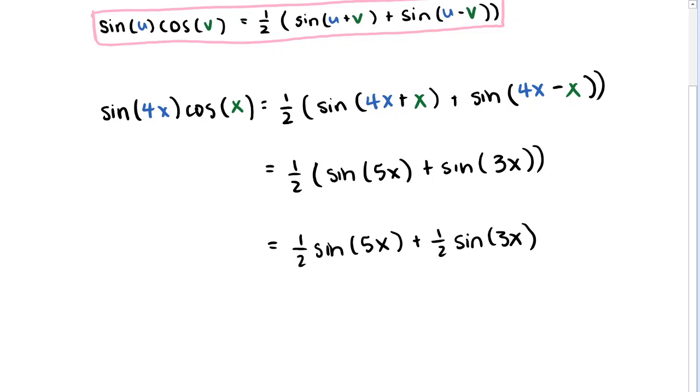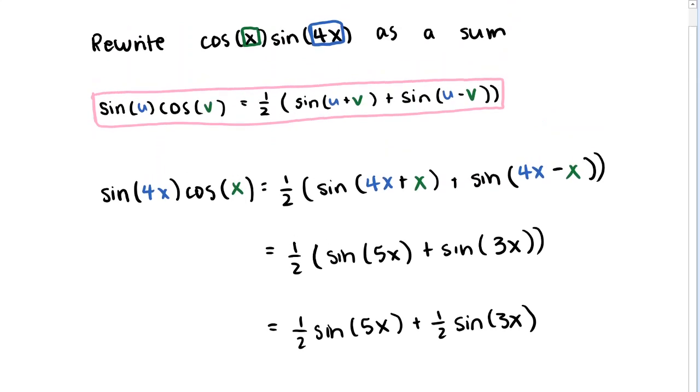And so one thing I should say is that if we weren't careful and we just quickly labeled this x, the input value of cosine, as our angle u and 4x as our angle v, then we would end up here with negative 3x, right? We'd end up with x minus 4x, which would give us negative 3x. And sine of 3x is not the same as sine of negative 3x. And so we'd end up with an incorrect expression at the end of the day.